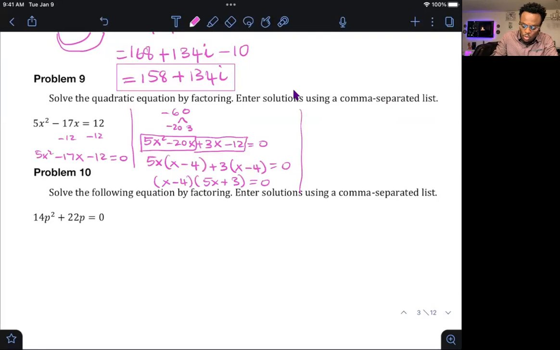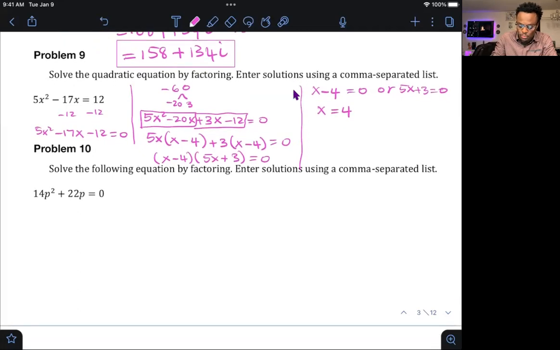We use the zero product property, so x minus 4 equals 0, which means x equals 4, or 5x plus 3 equals 0, which means subtract 3 on both sides and divide by 5, x equals negative 3 over 5. Your solution set is 4 and negative 3 over 5. There's no need for you to verify, but if you want to verify, you can feel free to do so.